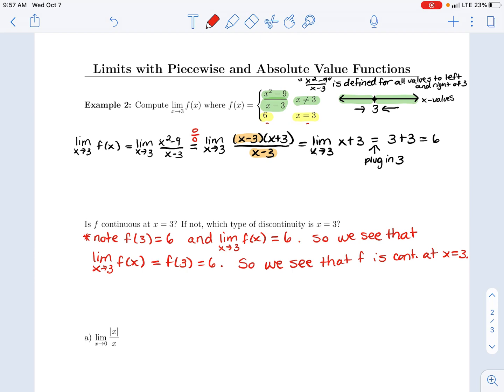So I checked the first condition. The second condition was to make sure the limit as x approaches 3 of f of x exists, and it does, it's equal to 6. And since the limit as x approaches 3 of f of x is equal to f of 3, and it doesn't really matter that it's 6, I'm just saying it's equal to 6, we see that the function is in fact continuous at x equals 3.